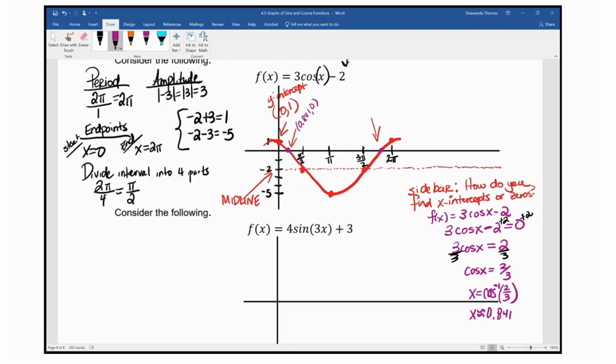And does that make sense? Because what is pi over 2 in your calculator? What is pi divided by 2 equivalent to? Pi divided by 2 is the next little tick mark on the graph.